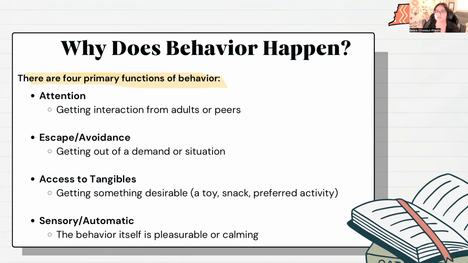This is true for all students of all ages, in all settings, and across the support needs spectrum, whether they're in general education classrooms or receiving intensive special education services. These four functions, attention, escape avoidance, access to tangibles, sensory/automatic, those are universal. And the most important part is when we understand the function of a behavior, we gain insight into what the student needs. And when we understand what they need, we can teach more appropriate ways to get that need met. So let's walk through each function together.